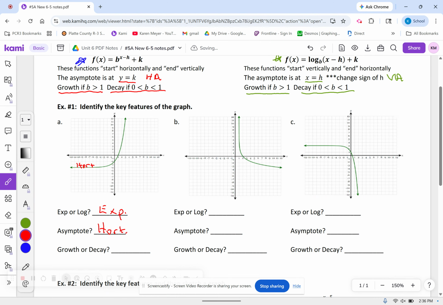To be a growth or decay, when it's an exponential, so this is only good for exponential, here is my horizontal part. You're going to look at the ending part. If you look at where it's ending, it's over here. So if it's ending going up on the right side, then that's going to make it a growth.